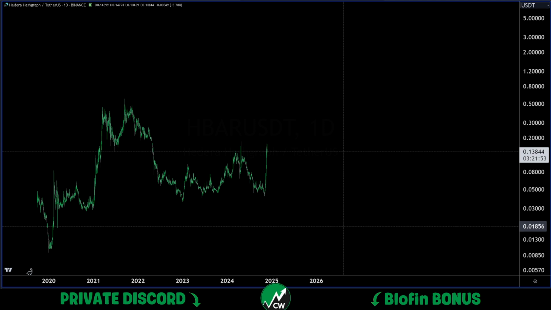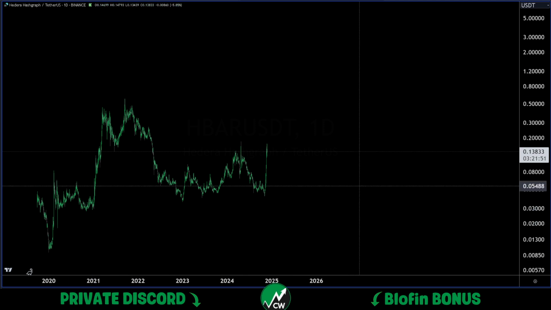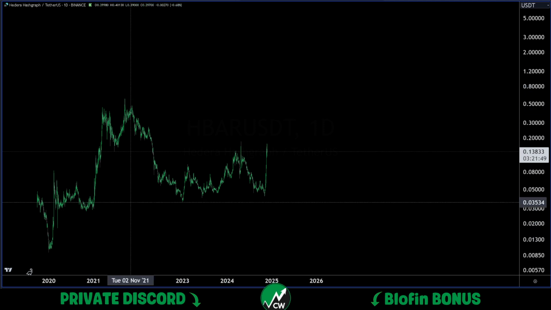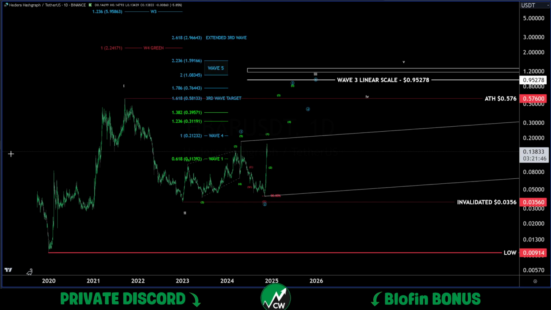Welcome to Caching Waves. This is an Elliott Wave update for HBAR. I'm going to be going over my daily counts as well as my micro time frame counts. So let's just start on the daily.